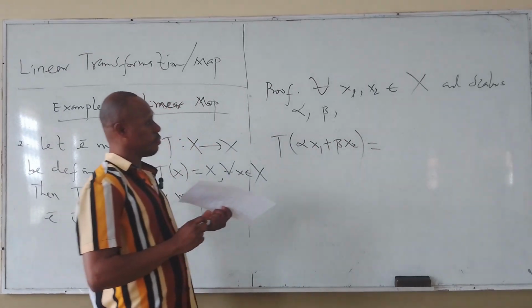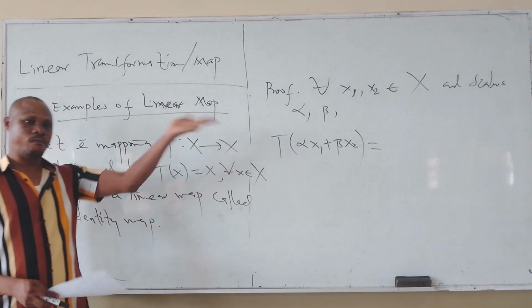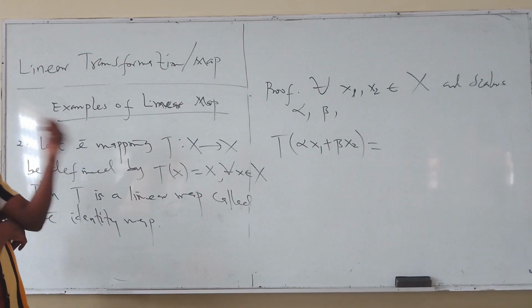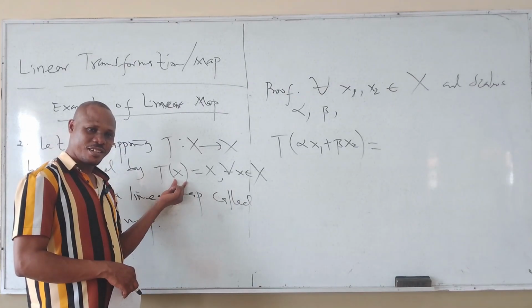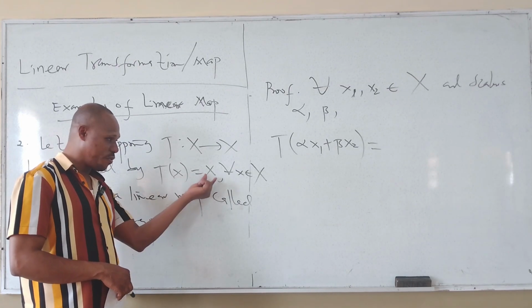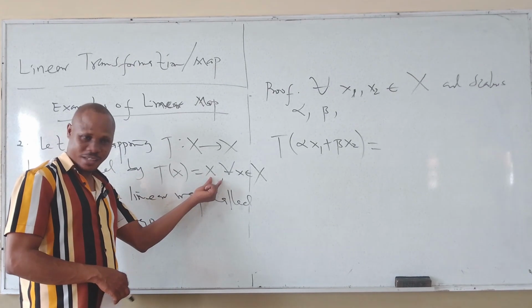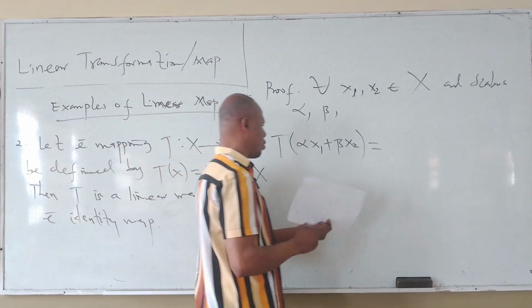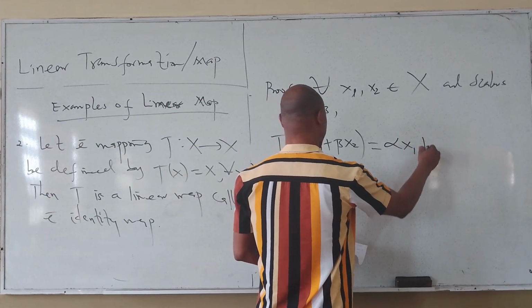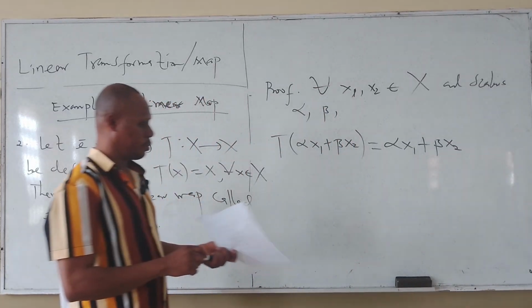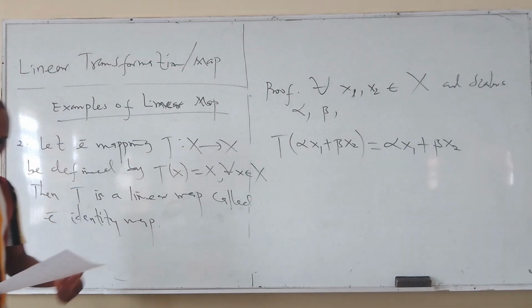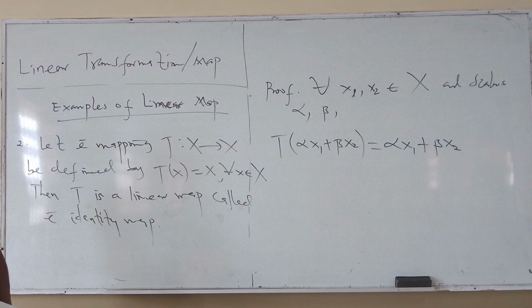Now we come to the definition. What does the definition say? It says T of whatever is still what? Whatever is there. Like T of 5 will be 5. T of whatever is here is here. So T of this will be equal to what? Alpha x1 plus beta x2. Hope that's true. Okay. Then you are done.